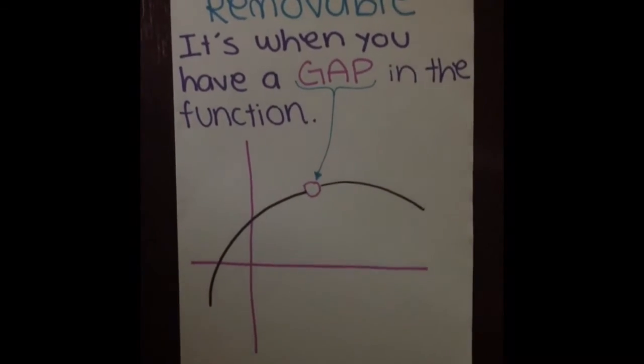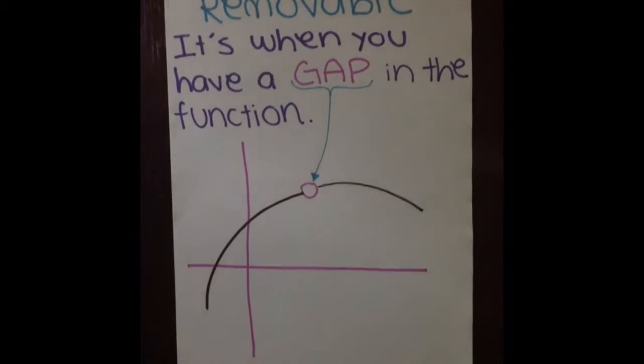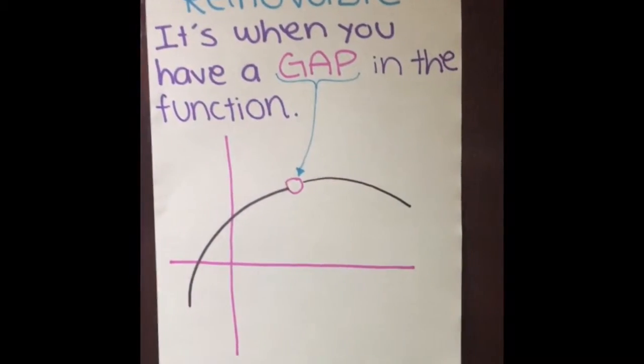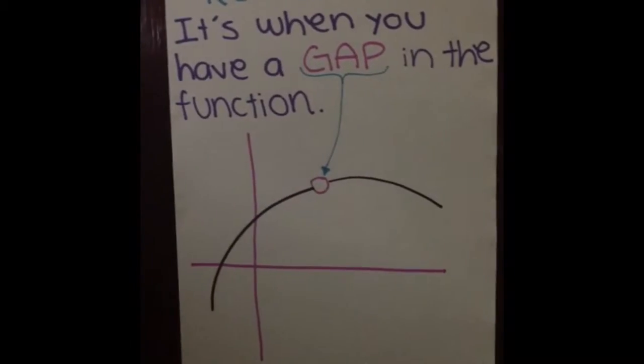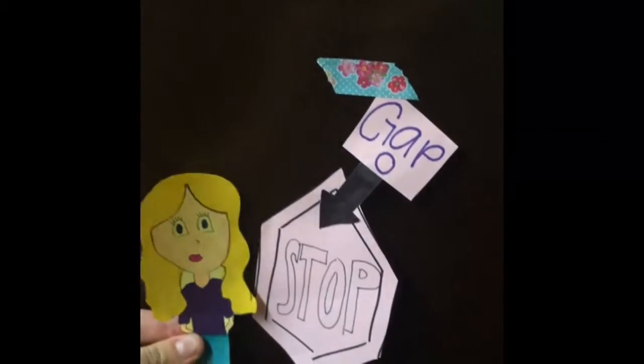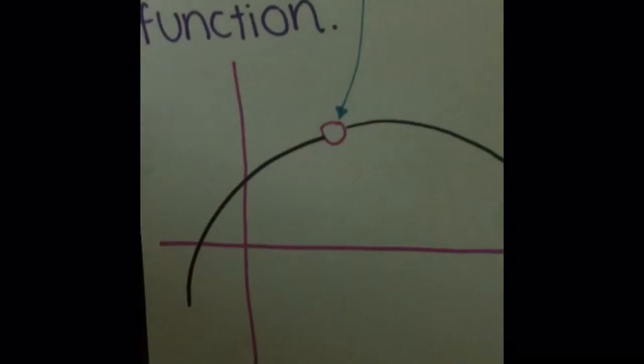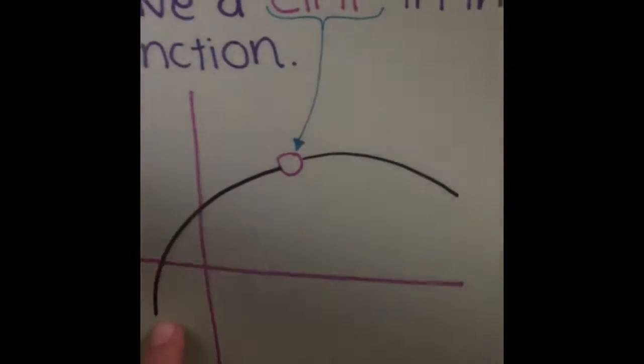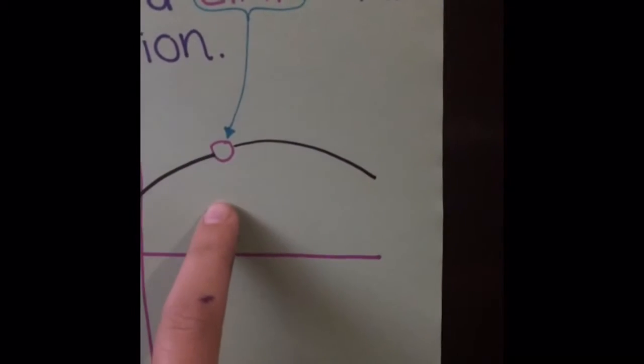A type of discontinuity is the removable one. It's when you have a gap in the function. An example from real life could be when you're running, then you stop here, and that's when the gap is made. Then you start running again, and you will have a function something like this.